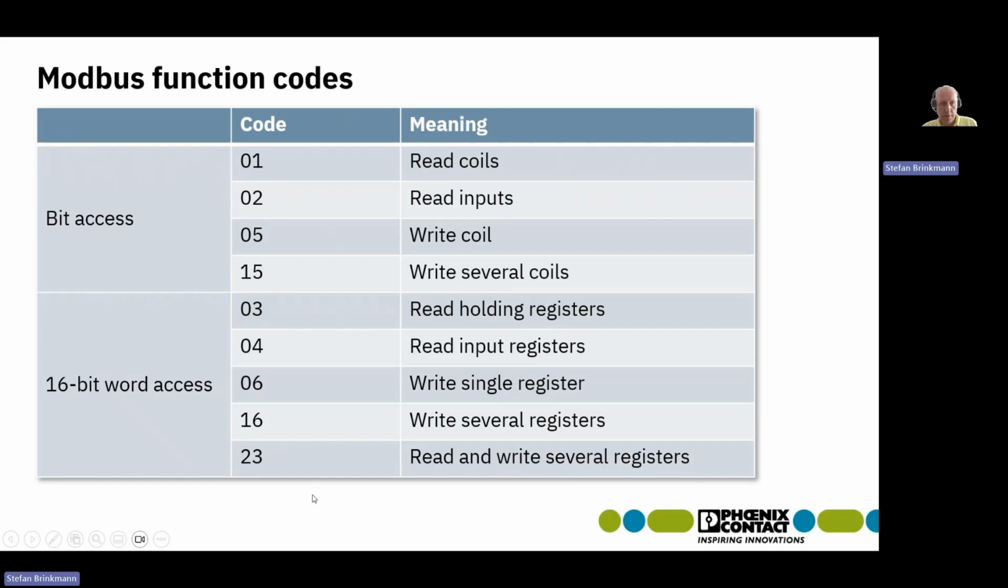When you set up a communication, of course, master and slaves must have a common function code, meaning that not all devices support all these function codes. So you have to look in the manual of the device that you're going to use and check which function codes are supported.